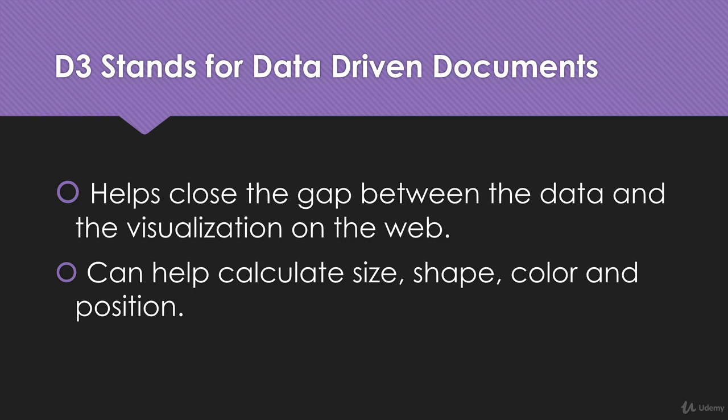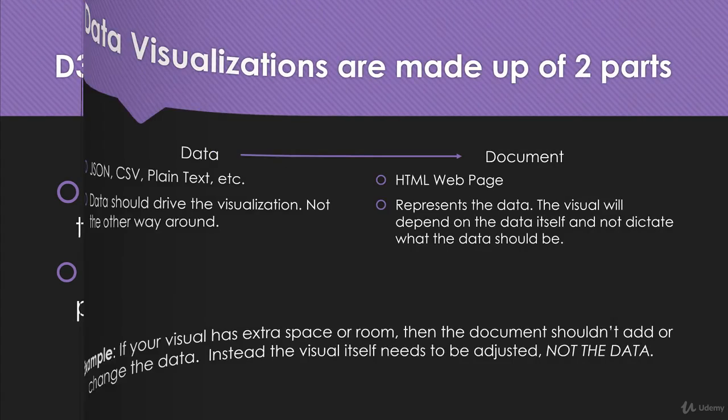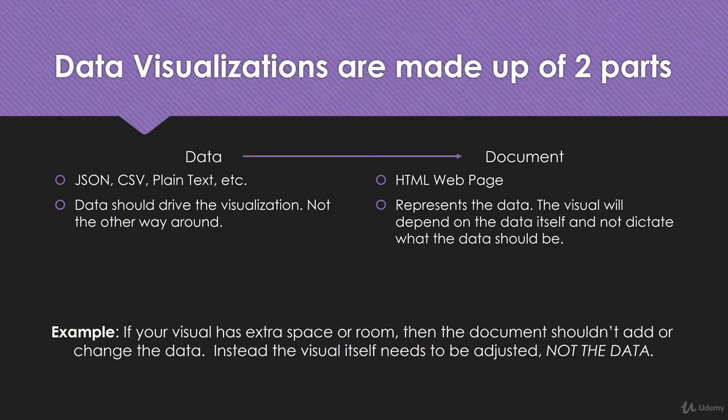D3 is very specific on how you should go about creating data visualizations. It's in the name. You basically have two main parts. You have the data itself, and then you have the document. The data is what drives the visualization. It should never be the other way around. Your visualization should represent the data no matter what it looks like or how it's structured. Your visualization should not determine if the data itself changes. For example, if you have extra space or room on your graph, then that shouldn't mean the visualization should add something to the data itself. Instead, the visual needs to be adjusted, not the data.